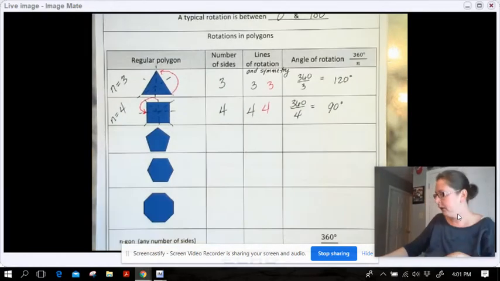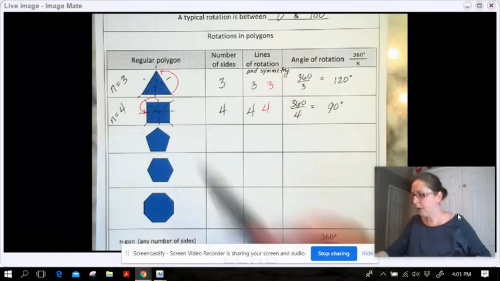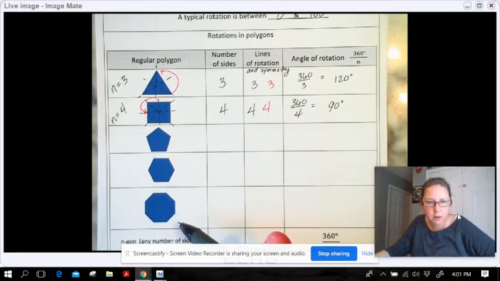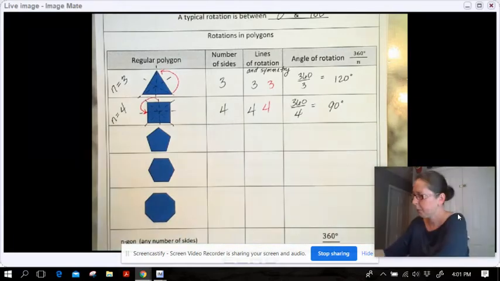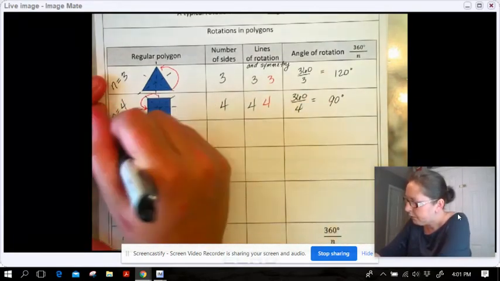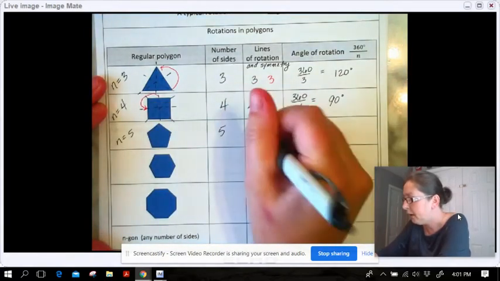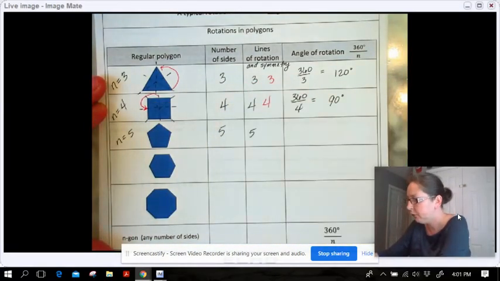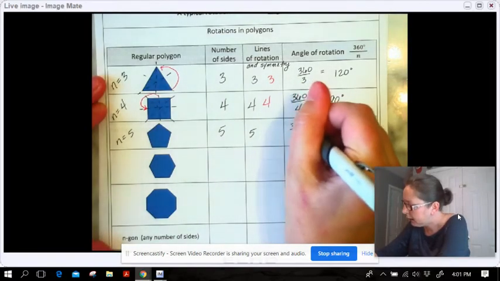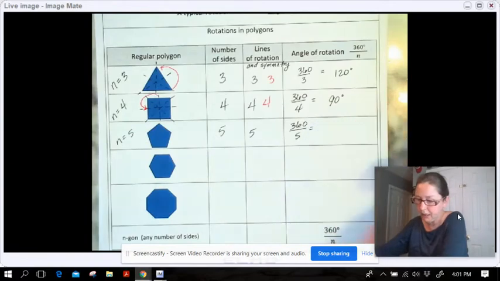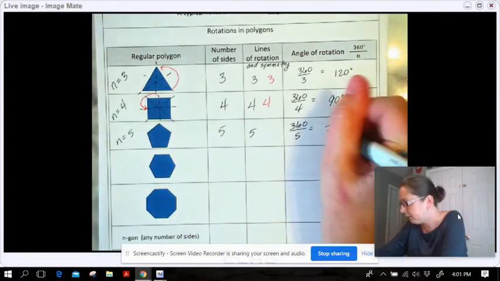Okay, we're going to do the same thing for our pentagon, our hexagon, and our octagon. Okay, so this has 5 sides, so it will have 5 lines of rotation, and 360 divided by 5 gives me 72 degrees.